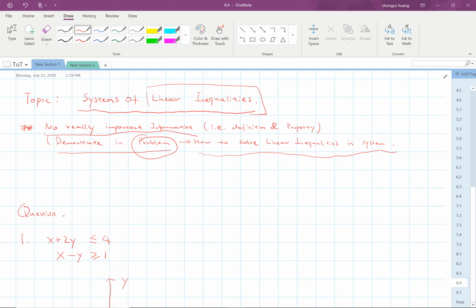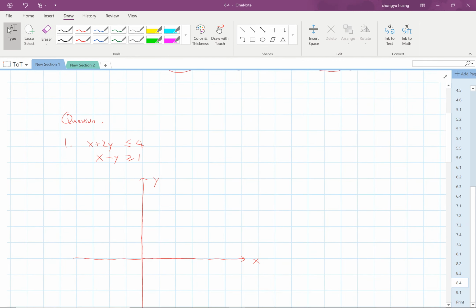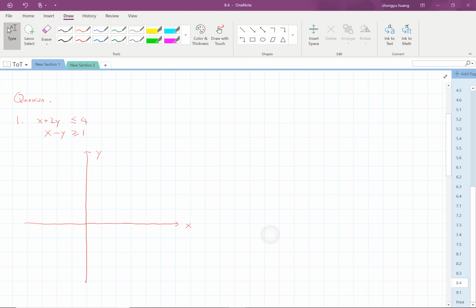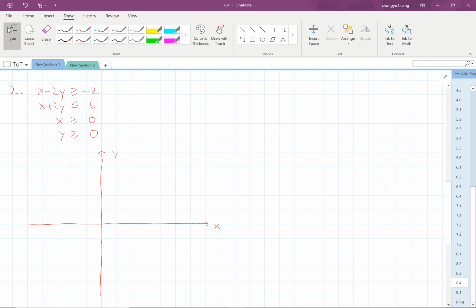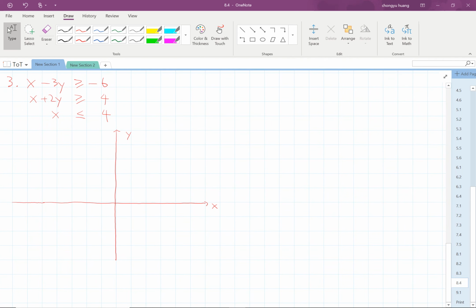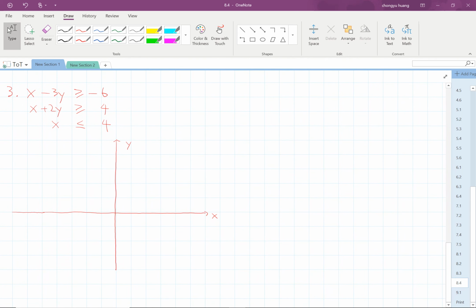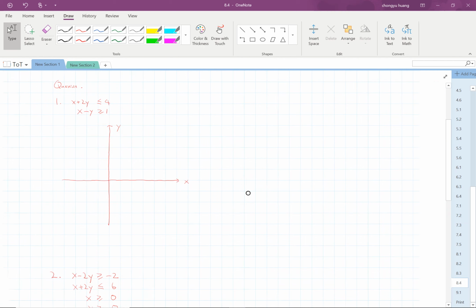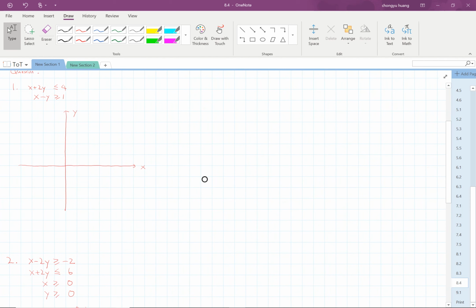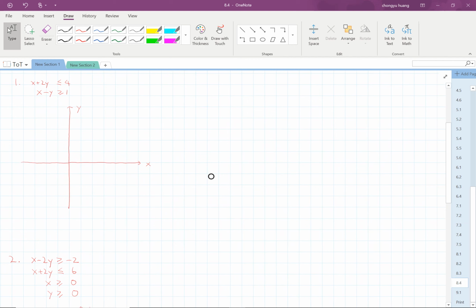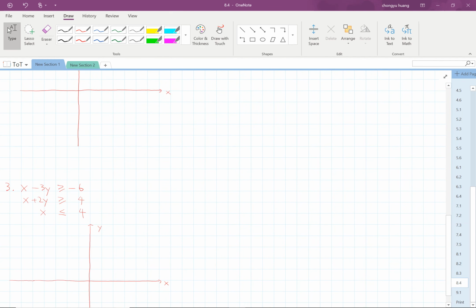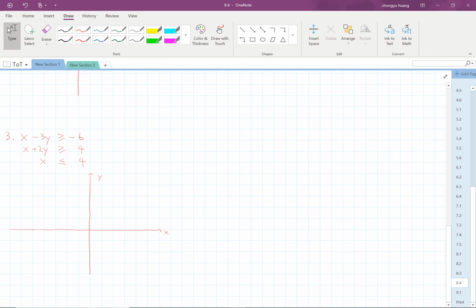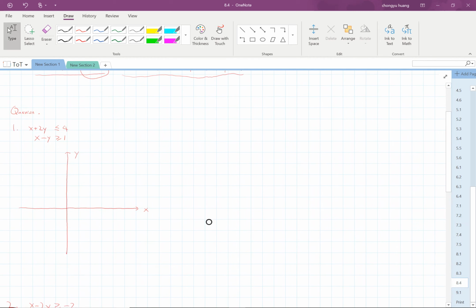Down below we have three questions: question one, question two, and question three. I think that will be enough to help you understand how to solve linear inequalities. If you feel some questions are easy for you, now is the time to skip the question. Otherwise, I will go through all the questions in detail. Let's go straight to question one.